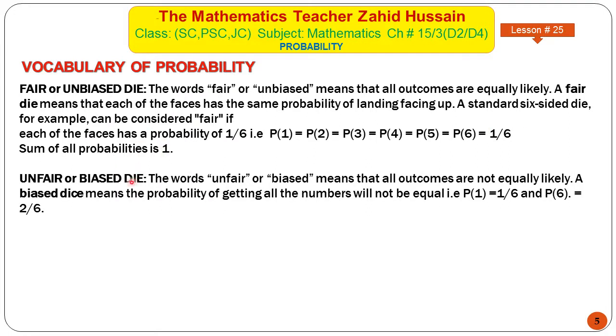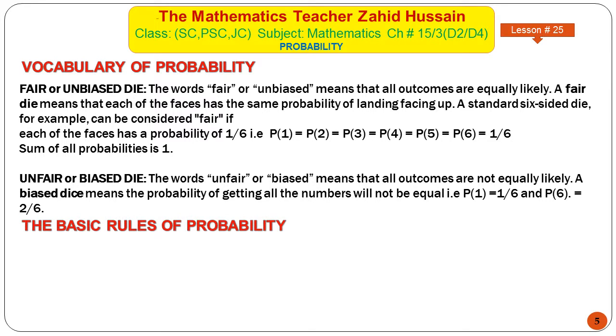Unfair or biased die. The word unfair or biased means that all outcomes are not equally likely. A biased die means the probability of getting all the numbers will not be equal. That is, probability of 1. If probability of 1 is 1/6 and probability of 6 is 2/6 or 1/3, then this is an unfair or biased die.